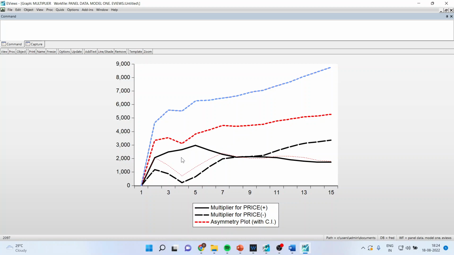Now let us understand these black lines. The dark black line, this one, is the change in sales when there is a positive shock in price. Then the dotted black line, this one, is the change in sales when there is a negative shock in price. You can see in the long run, that is lag 1, lag 2, lag 3, lag 5, price change has more effect as we move away. So effects are more prominent.